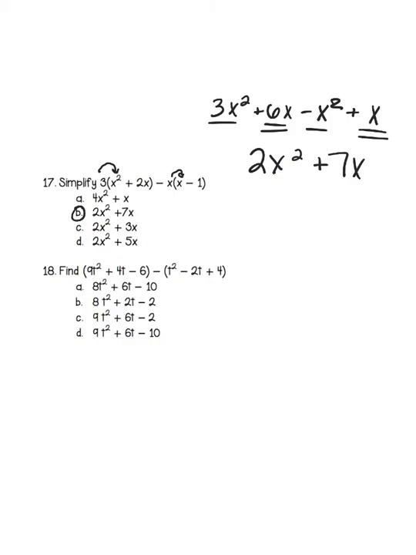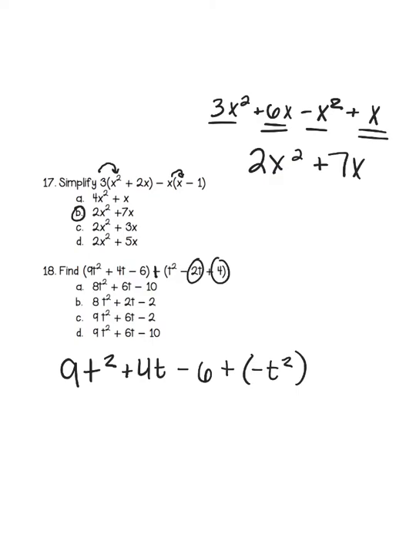For problem 18, that is very similar to problem 16, where we got to change this to a positive and make all of these the opposites. So it's 9t squared plus 4t minus 6 plus t plus -t squared, because it was a positive up here. So plus -t squared. And then the -2t becomes a positive 2t, so plus 2t, and the positive 4 becomes a -4.